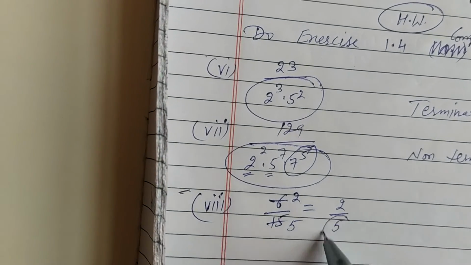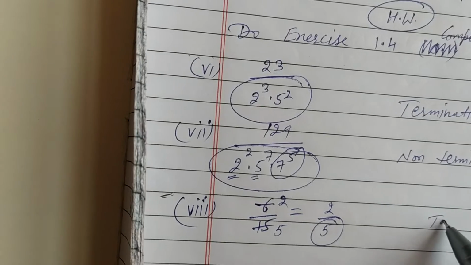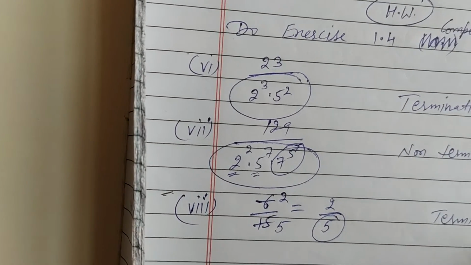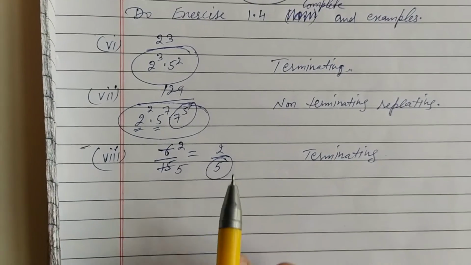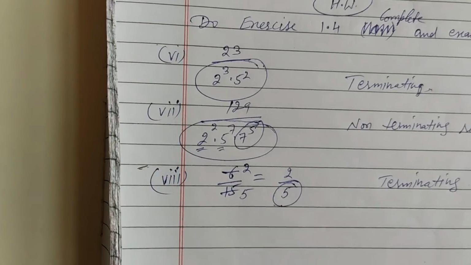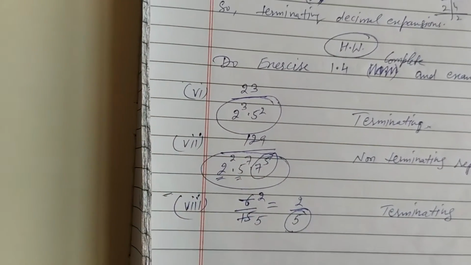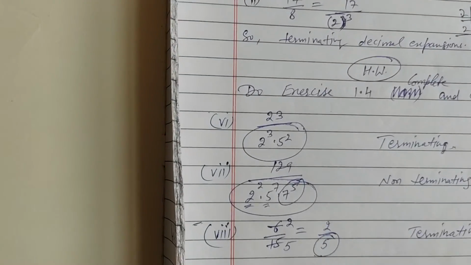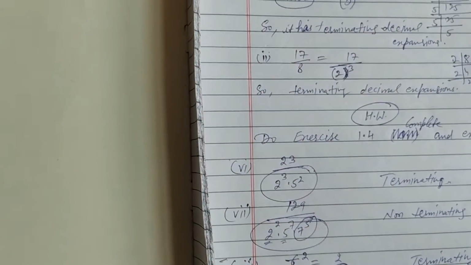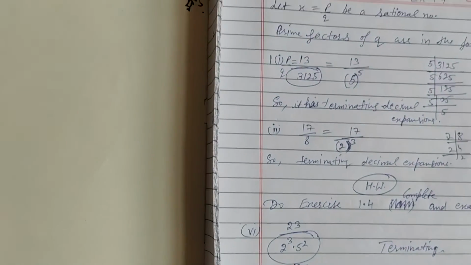And then there is a 2 5. So it has terminating decimal expansions. Then you will do the 1.4 first question. If you have any doubt, then make a call to me between 5 to 5:30.